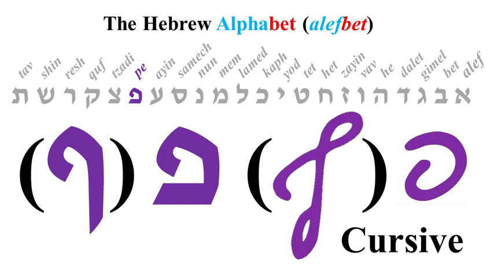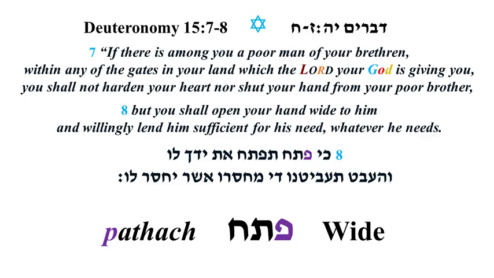And this is just an oddity that I'd like to point out. Look in Deuteronomy 15, starting in verse 7. It says, "If there is among you a poor man of your brethren within any of the gates in your land which the Lord your God is giving you, you shall not harden your heart nor shut your hand from your poor brother. But you shall open wide your hand to him, and willingly lend him sufficient for his need, whatever he needs." That word for wide, you should open your hand wide, is patach. It's spelled Pei, Tav, Chet.